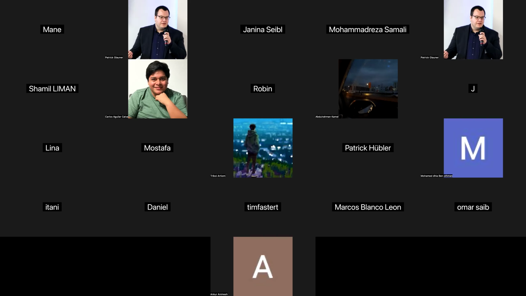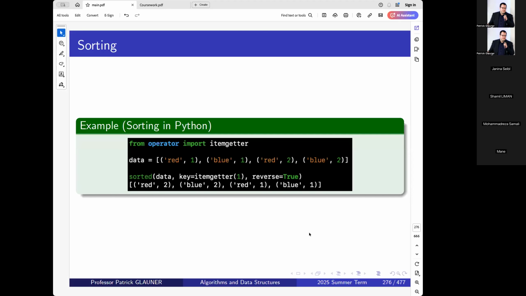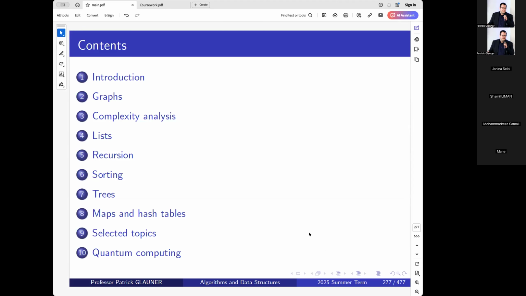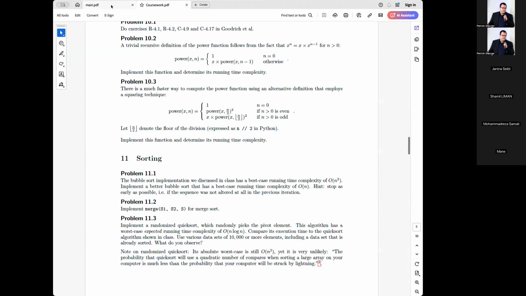Just some Python detail, but many of you write Python code, so I think it's good if you have seen this. This is sorting in Python, and we're now done with sorting, and I've shown you the coursework.